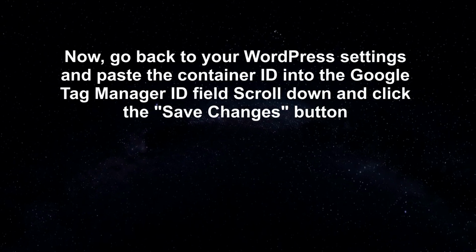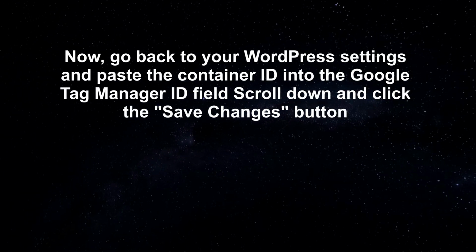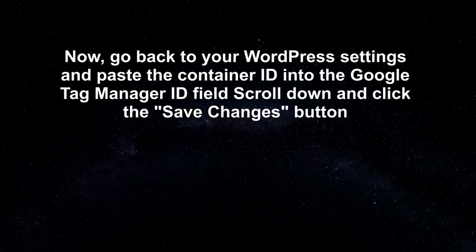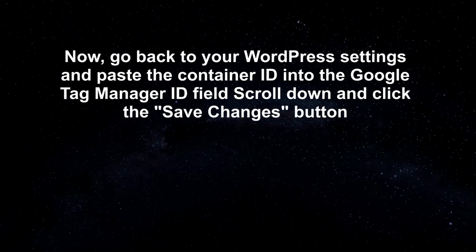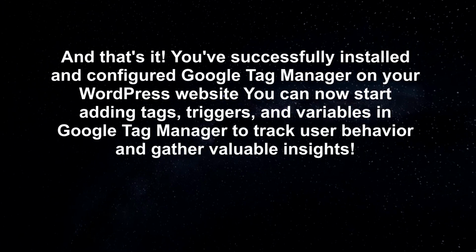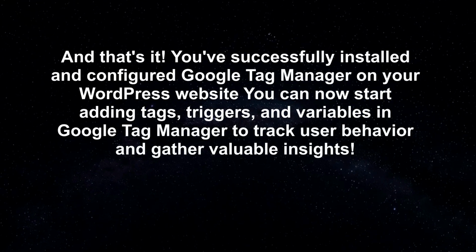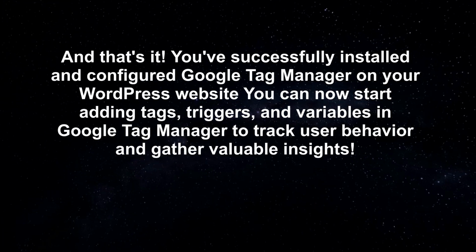Now go back to your WordPress settings and paste the container ID into the Google Tag Manager ID field. Scroll down and click the Save Changes button. And that's it. You've successfully installed and configured Google Tag Manager on your WordPress website.